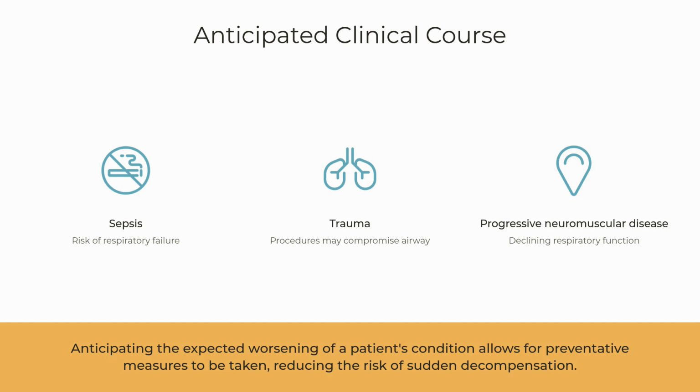Trauma patients might need surgery or imaging, for example lying flat for CT, risking airway compromise from swelling or bleeding. Progressive neuromuscular diseases like myasthenia gravis cause gradual respiratory muscle weakness. Intubation may be planned before complete failure. The goal is to prevent sudden decompensation, like a trauma patient obstructing mid-procedure.